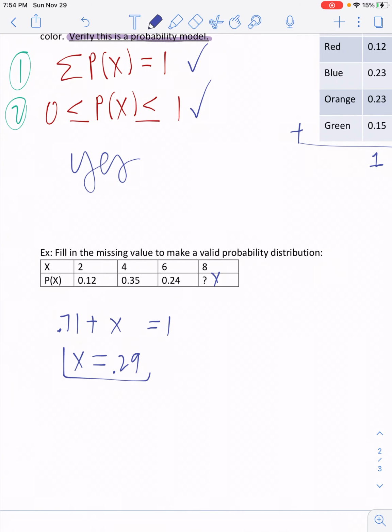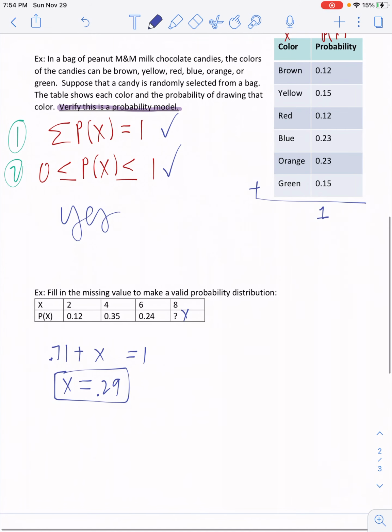And that would be your answer. So that's probability models. They need to add up to 1, and they need to be between 0 and 1. The last thing that we're going to do is expected value.